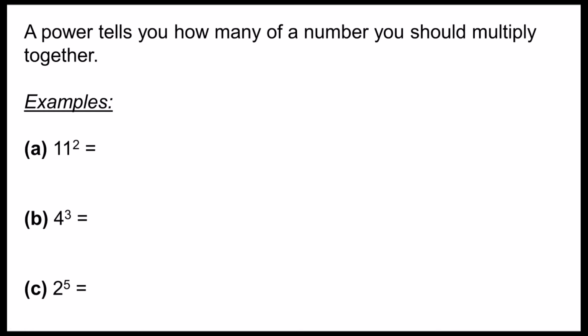So in our first example, we have 11 with a little 2 at the end. That means that we need to multiply two 11s together. I know that the answer to this is 121. So I can say that 11 squared, or 11 to the power of 2, is equal to 121. Now, if you're struggling to calculate this, you can always use a column multiplication to help you get your answer. I'll demonstrate this for you now.